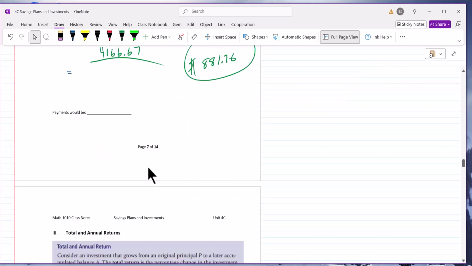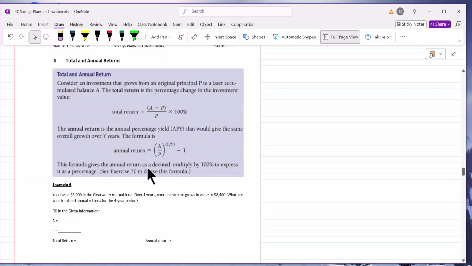Okay, all right, we're going to probably run through and talk a little bit about, kind of get out of that formula, and then we'll get through thinking about total and annual returns. And this is a little bit simpler. It's, with your calculator, a little simpler.